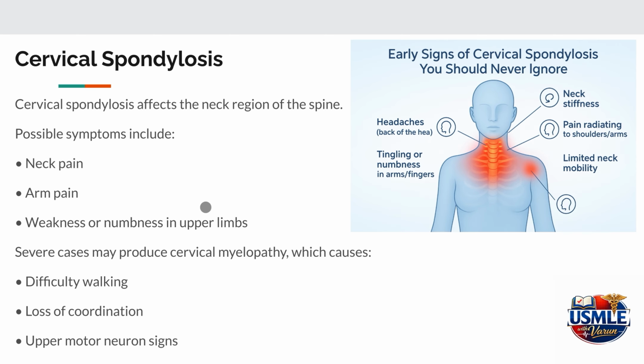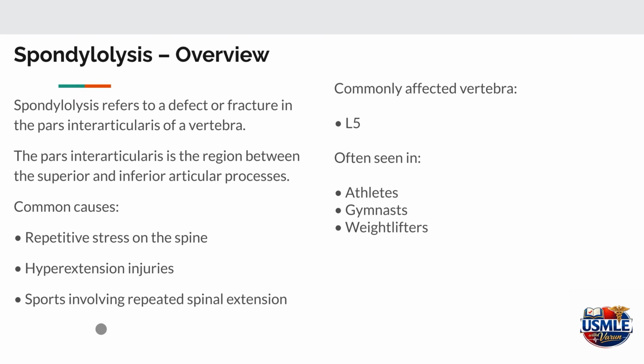Cervical spondylosis refers to degenerative changes in the cervical spine. Patients might present with neck pain, arm pain, or numbness in the upper limbs. In severe cases, cervical spondylosis can cause cervical myelopathy. This condition can lead to difficulty walking, loss of coordination, and upper motor neuron signs.